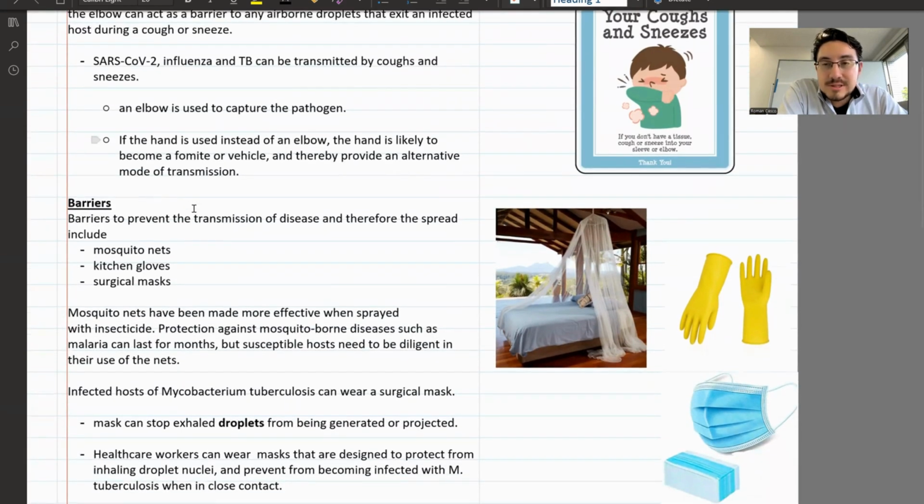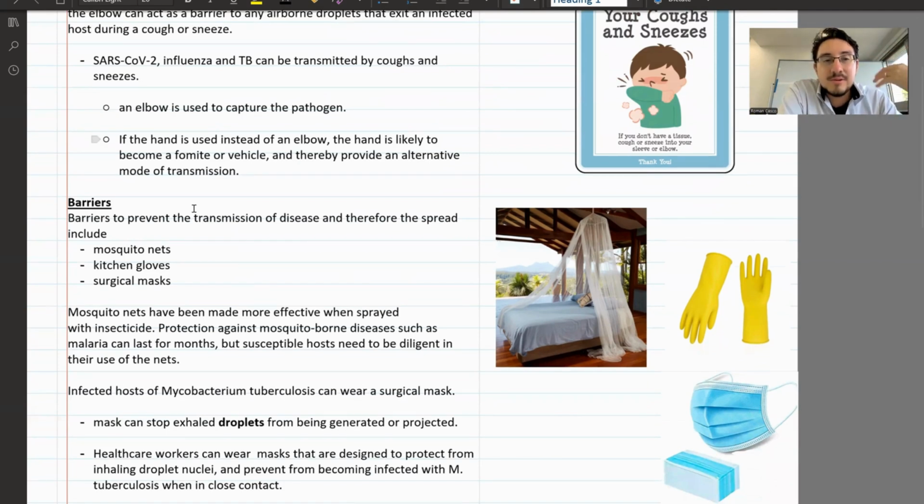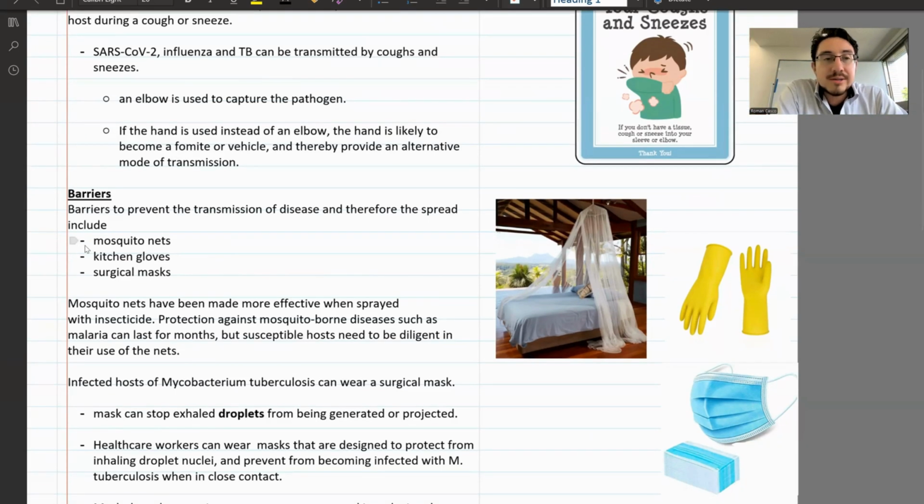If the hand is used instead of the elbow, you'll basically use your hand as a fomite. So you also need to wash your hands. But if you're using your hands, it's better than letting it spread out into the air, right? And then you could just wash your hands.